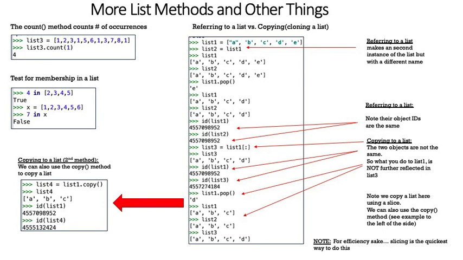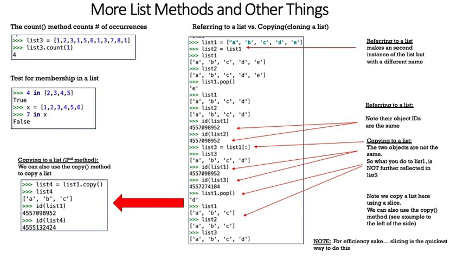So to the right-hand side, there's the notion of referring to a list and copying or cloning a list. What are the differences? This is a topic that often gets asked up on Stack Overflow and through different methods. Referring to a list makes a second instance of the list, but with a different name. So list 1 is A, B, C, D, and E. If I say list 2 equals list 1, now if I show list 1, A, B, C, D, and E, list 2 also is A, B, C, D, and E.